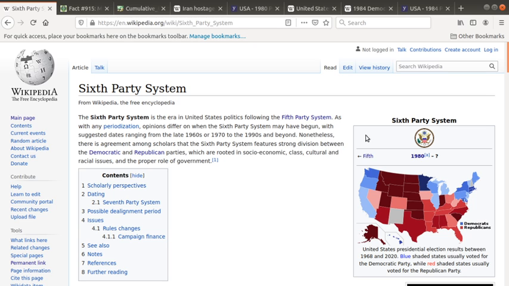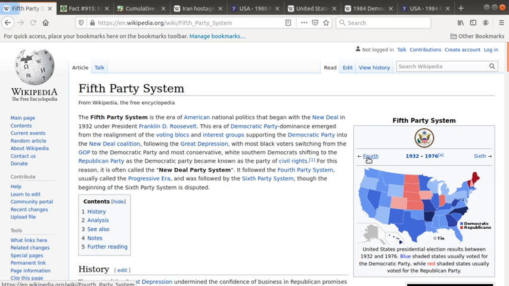In this episode, we will be doing the true beginning of the sixth-party system, as previously there was an overlap period, with the sixth-party system beginning in 1968, even though it says 1980 now, and the fifth-party system ending in 1976, which created a little bit of an overlap period.